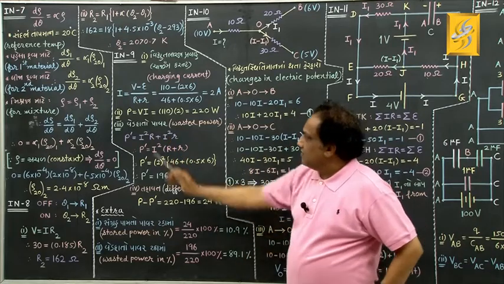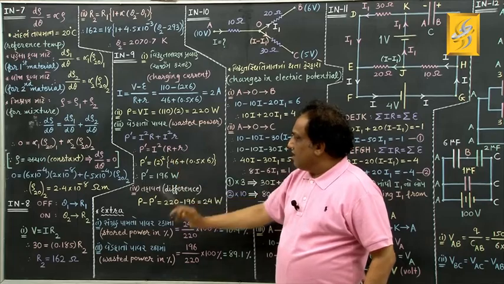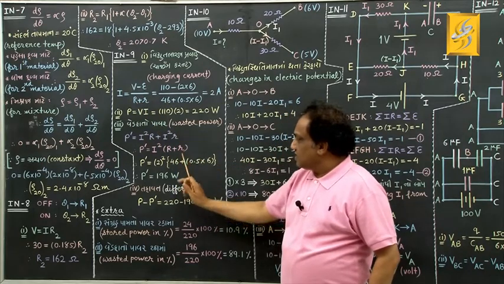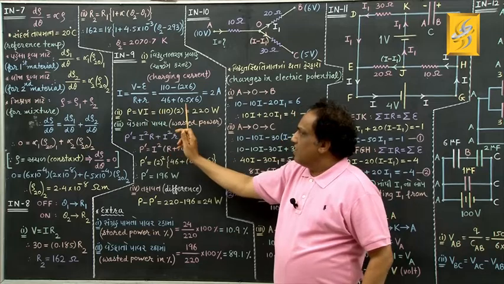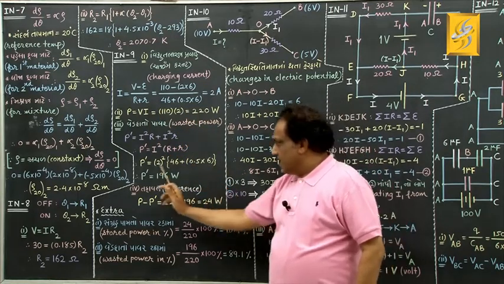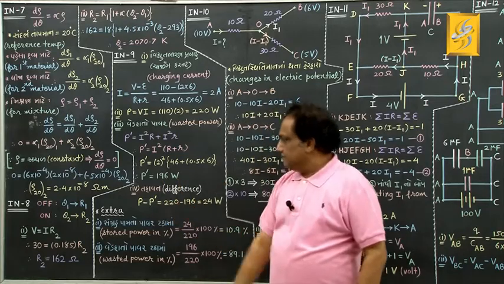Put in the values. I value is 2 ampere. I is 2. Capital R is 46 ohm. Plus small r. Small r, remember, 0.5 into 6, got it? Simplify, the answer is 196 watt, okay?